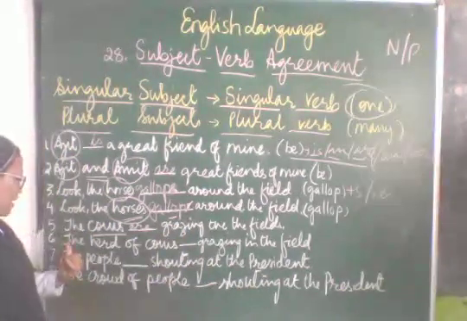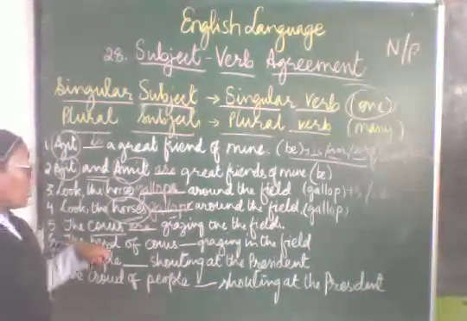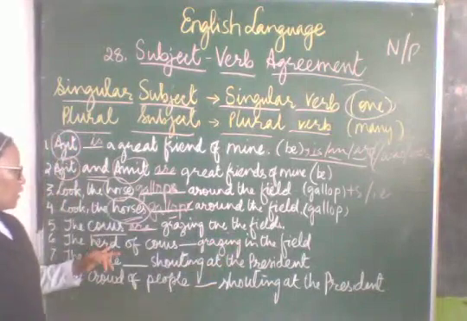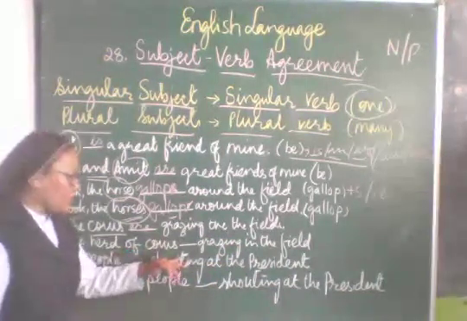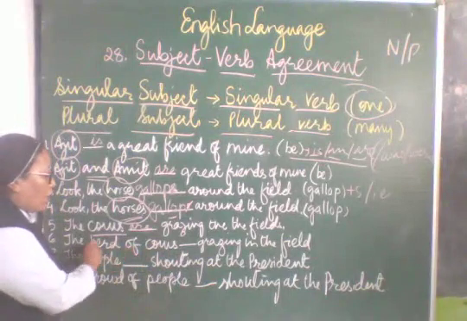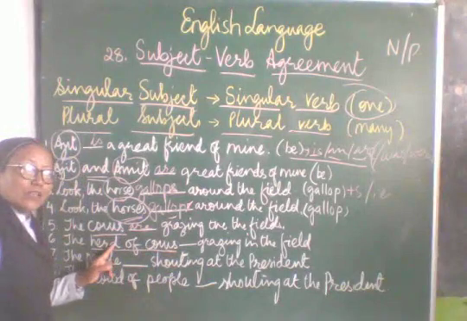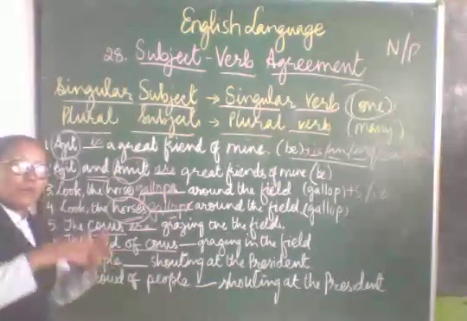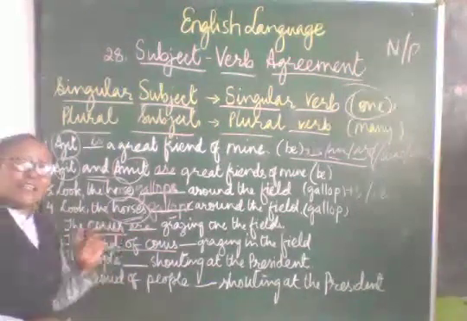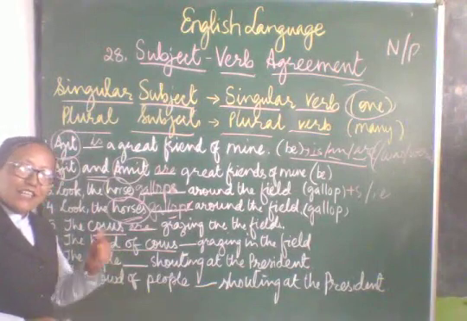All right, let's look at number 6. The herd of cows is grazing in the field. Now look here. Herd is a collective noun. A group of cows, a herd of cows. So when you use a collective noun, you need to use is, singular.